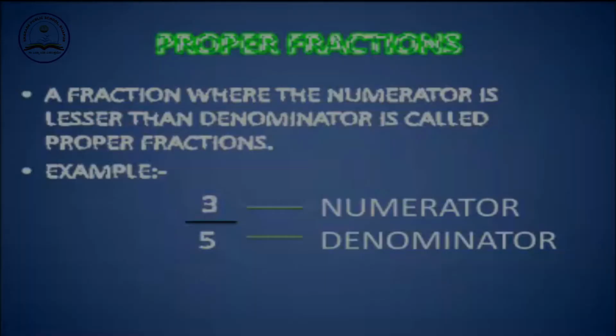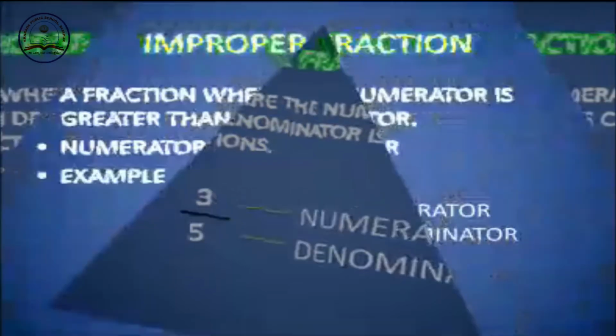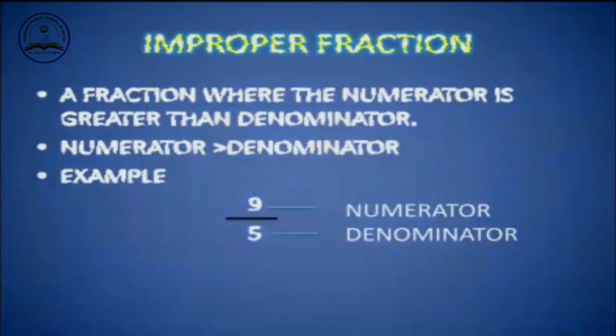Now we will learn about proper fraction. A fraction where the numerator is lesser than the denominator is called a proper fraction. Example, 3 by 5. 3 is the numerator and 5 is the denominator. Improper fraction: a fraction where the numerator is greater than the denominator. Example, 9 by 5. 9 is the numerator and 5 is the denominator.